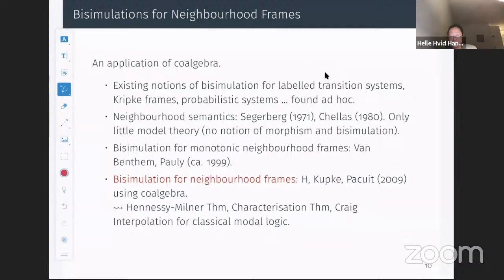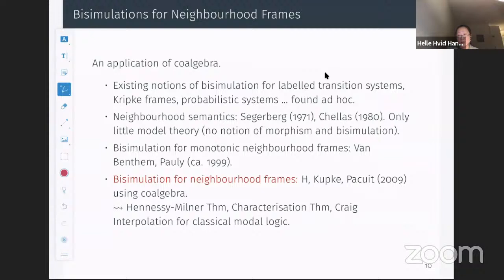So neighborhood semantics has been around since the 70s. In the beginning, there was very little model theory, certainly no notion of morphism and bisimulation. Only much later, for monotonic neighborhood frames, Van Benthem and Marc Pauly introduced a notion of bisimulation, but it was still very unclear what a notion of bisimulation for neighborhood frames that you don't assume to be monotonic would be. And together with Clemens Kupke and Eric Pacuit, I basically applied the coalgebraic framework in order to instantiate the definition. Because the general definition is easy to understand, but when you instantiate it to something concrete in order to reformulate it into a useful concrete definition, it's not always trivial. But we did this, and indeed what comes out is not exactly something that you would have thought of. It would not have been so easy to find it in an ad hoc way. So, nice application of coalgebra, I think.